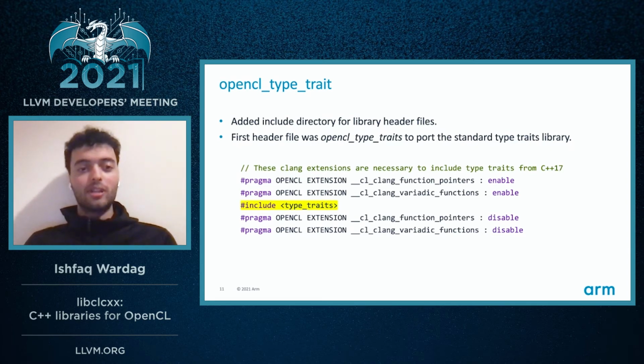As you can see here, as Ole mentioned earlier, we need to enable function pointers and a periodic function clang extensions, and then include type traits from libcxx and then disable these straight away. And these won't affect any code execution at runtime, as this is only compile time.